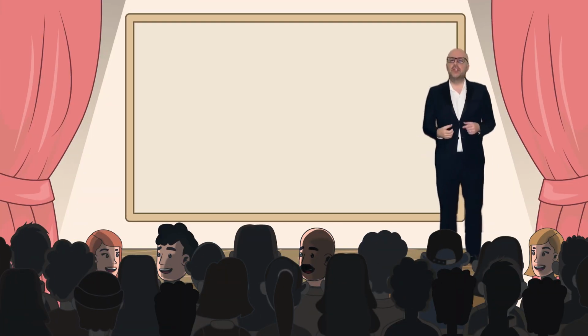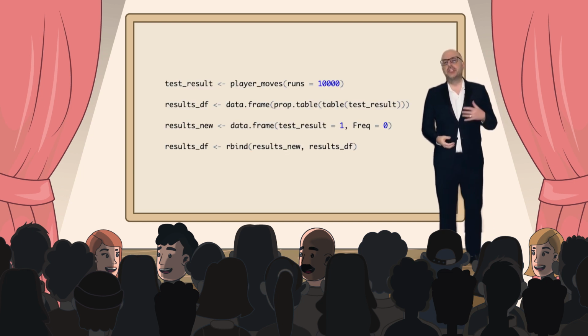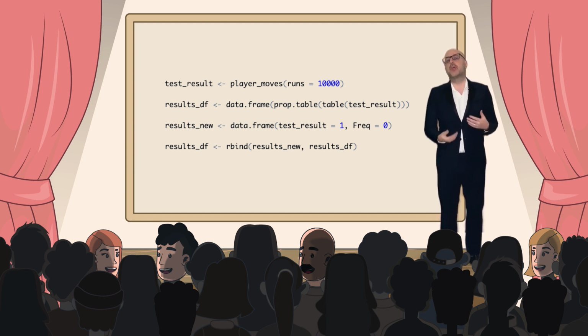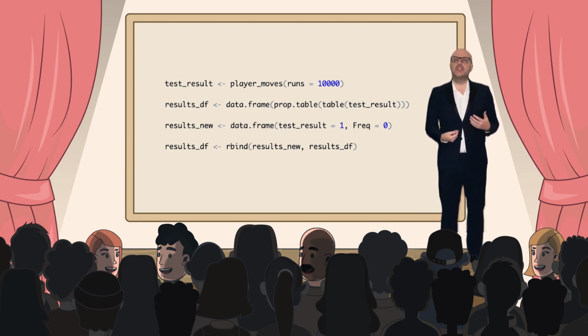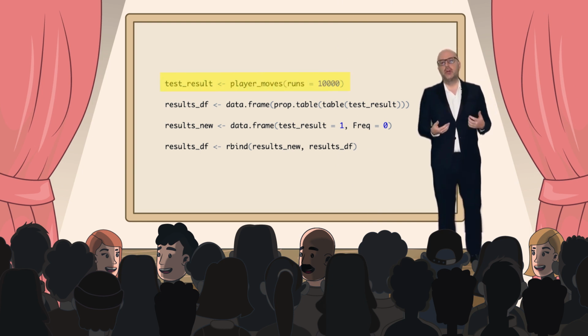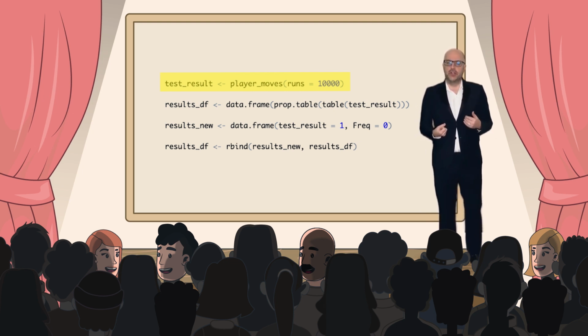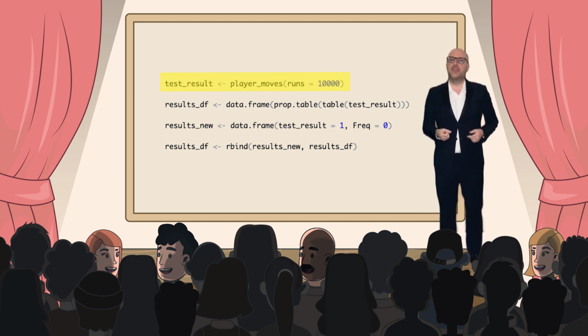Once we've created our function, we just need to run it, so let's do that. We'll run the function 10,000 times because that seems like enough simulations but won't take too long. The law of large numbers should kick in enough for our purposes by then. We'll store the results in a vector called test_results. Our code here is test_results, the arrow to store it, player_moves, parentheses, runs equals 10,000.